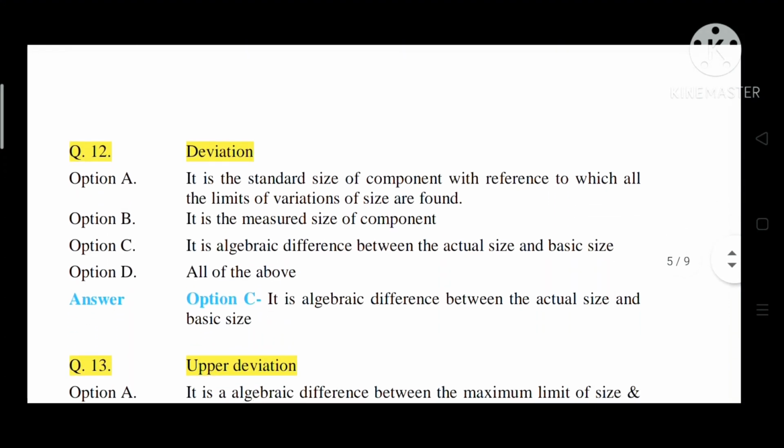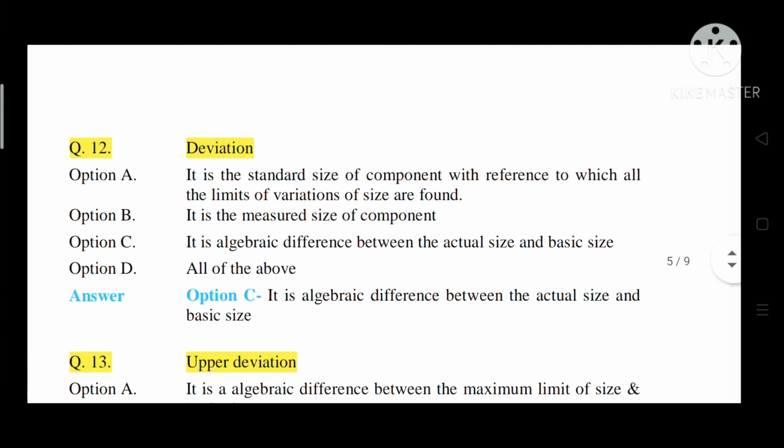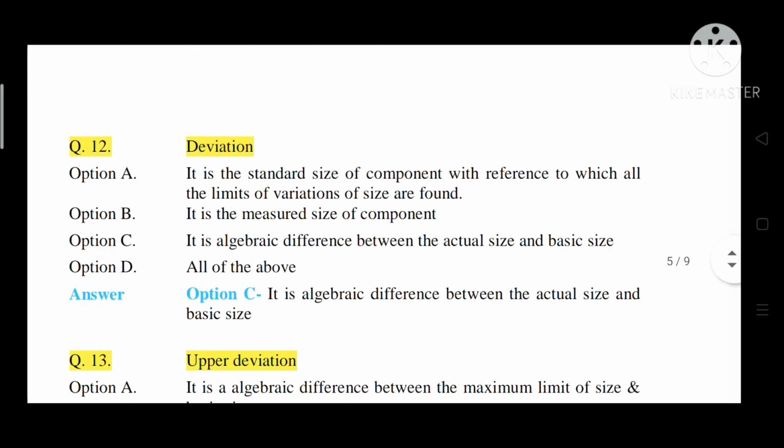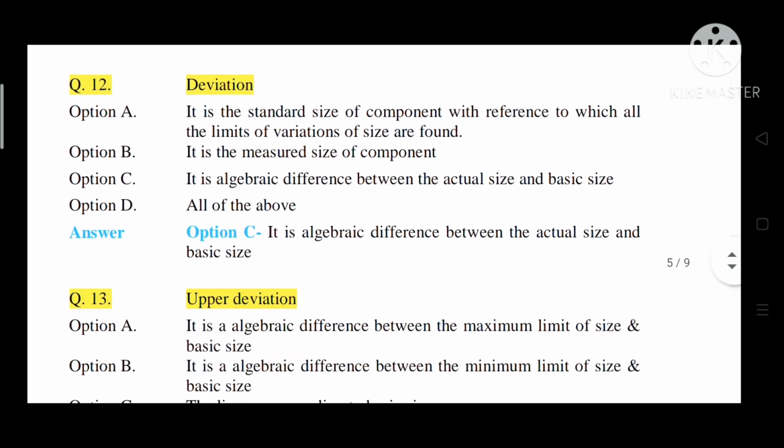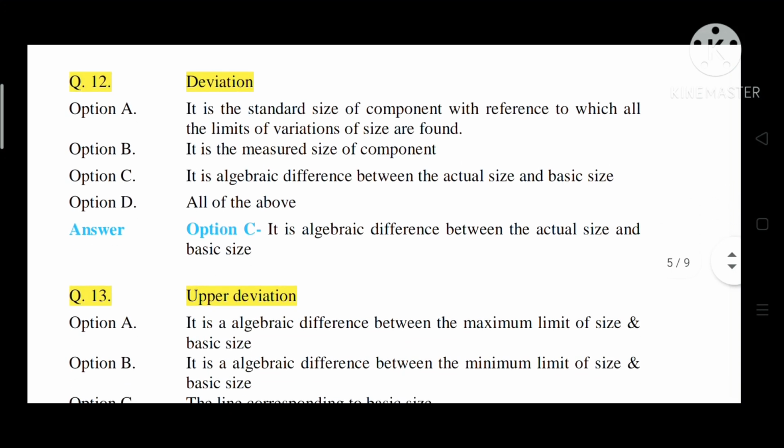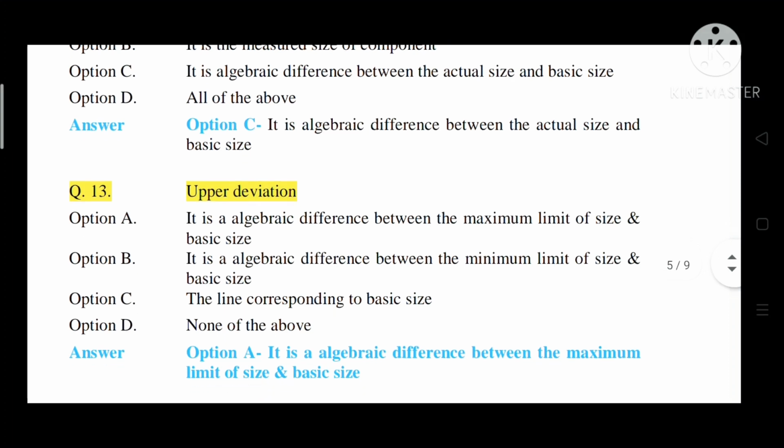Question number 12. What is deviation? Option A, it is the standard size of component with reference to which all the limits of variation of size are found. Option B, it is the measured size of component. Option C, it is the algebraic difference between the actual size and basic size. Option D, all of the above. So correct answer is option C, that is, it is algebraic difference between the actual size and basic size.